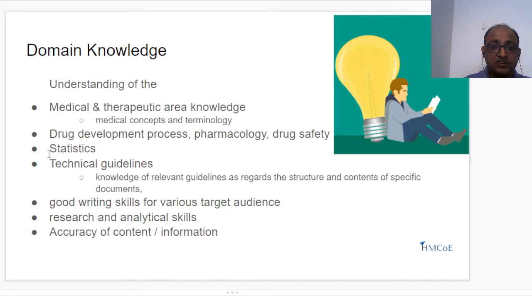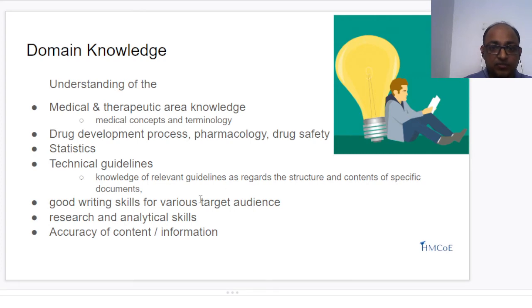Along with that, in general, you have to be aware of statistics, various numbers, and graphs, how they are used, and what their meanings are. You have to be aware of those statistics, and you should also be aware of the technical guidelines. So what kind of guidelines need to be followed, what kind of structure or content needs to be present in a particular type of document. You should be aware of those technical guidelines.